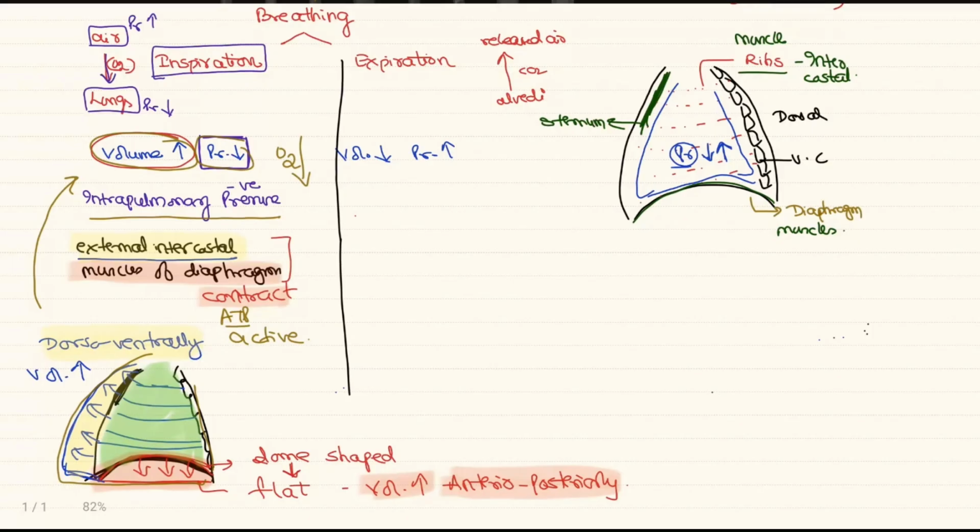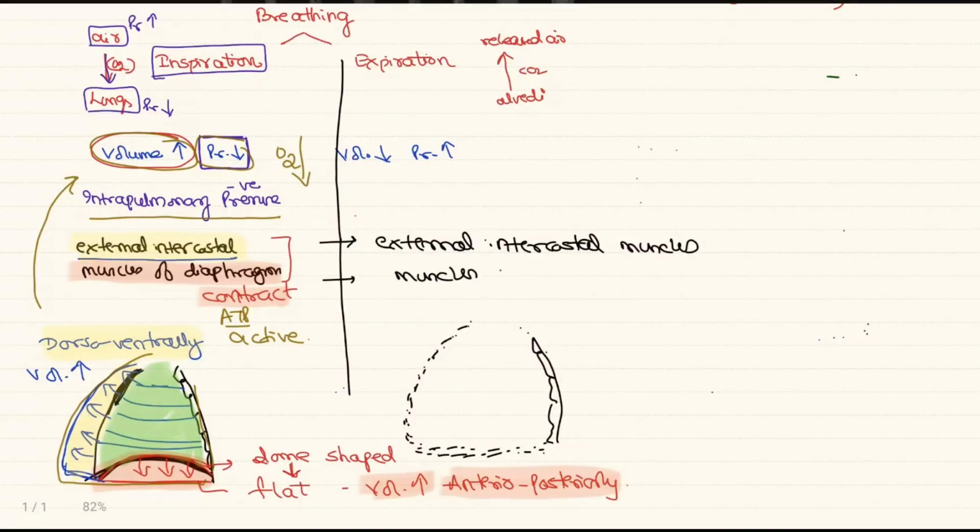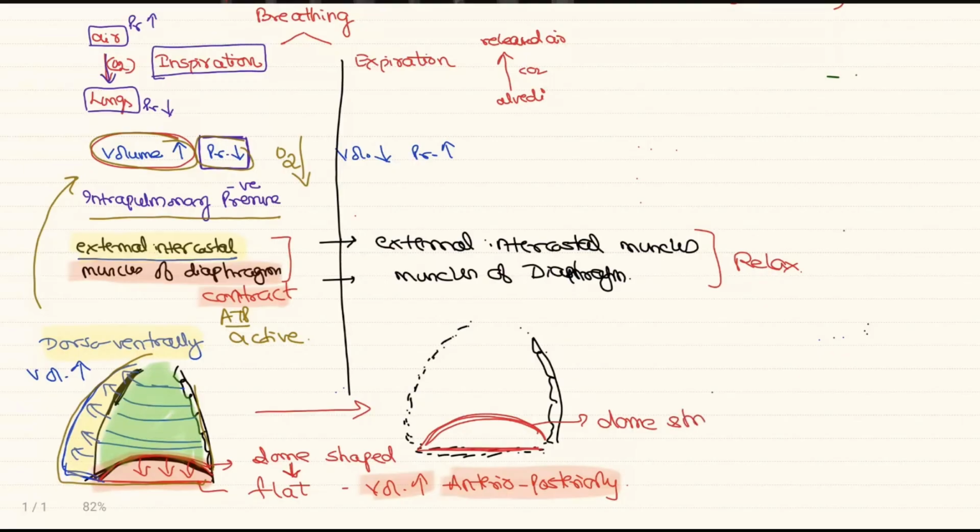We'll do exactly the opposite for the expiration. So what happens during expiration? During expiration, both the muscles, that is the external intercostal muscles as well as the muscles of the diaphragm, will relax. As the muscles relax, the flat diaphragm will again regain the dome shape. So during relaxation, the diaphragm will again become dome shaped. As the diaphragm becomes dome shaped, you can see this much of volume has decreased.